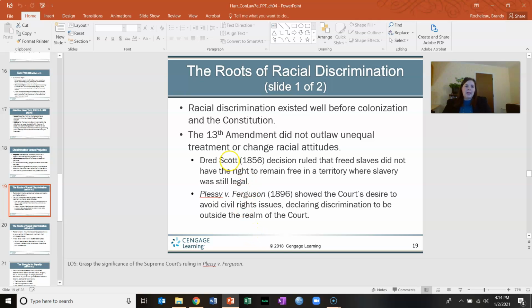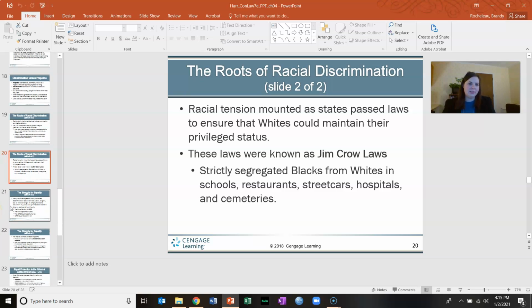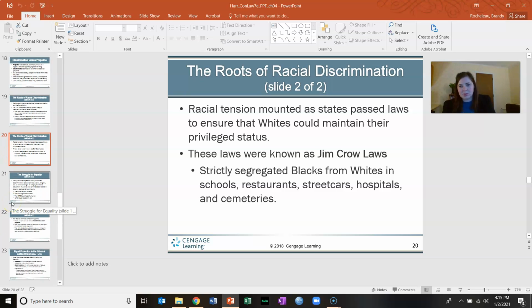Thinking back a little bit, the 13th Amendment did not change the Dred Scott case. It did not change Plessy versus Ferguson, which said that separate but equal was okay. So it did not outlaw unequal treatment or even change the attitudes. It was limited to abolishing slavery. So the 14th Amendment becomes the tool to move towards greater equality.